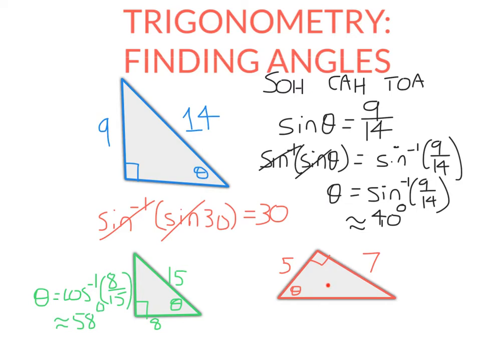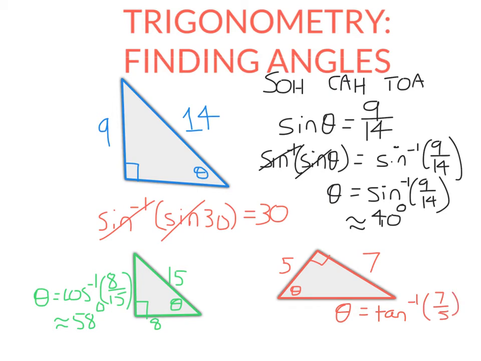So let's look at this triangle here. We have our angle that we're trying to find. We have the opposite and adjacent. Opposite and adjacent means I use tan. So theta will be tan. Because we're finding an angle, we use tan inverse of opposite over adjacent.